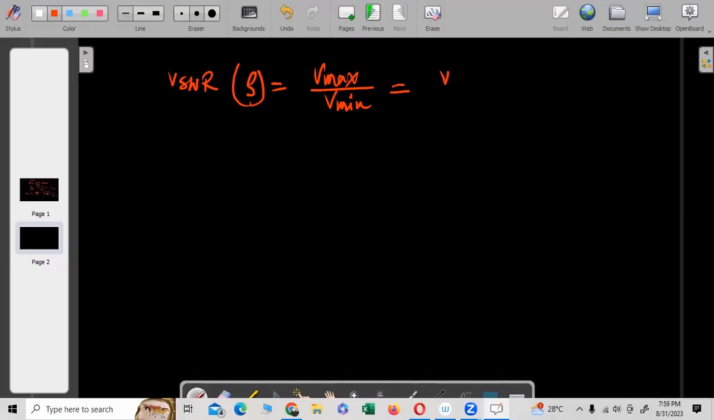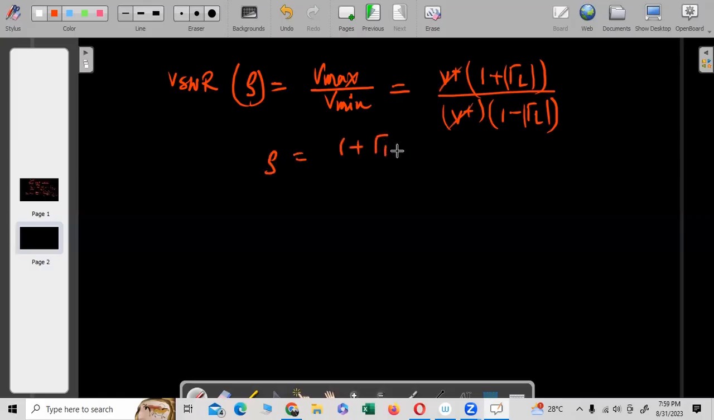So Vmax is nothing but V plus times (1 plus gamma L), and Vmin will be V plus times (1 minus gamma L). So anyhow, V plus will be cancelled. So rho will be (1 plus mod gamma L) divided by (1 minus mod gamma L). Today also we have discussed the same thing. Same results we are getting.